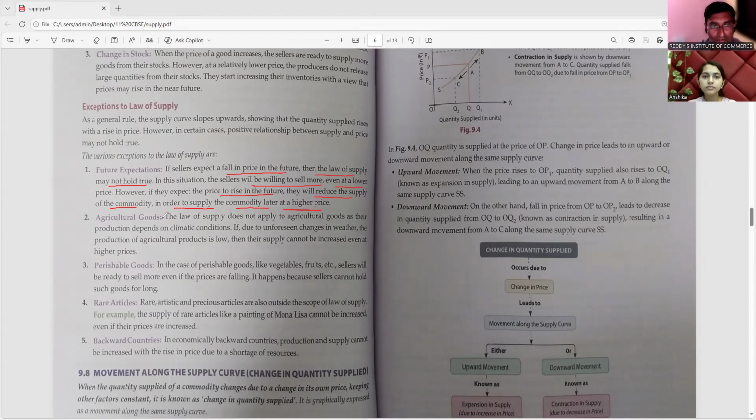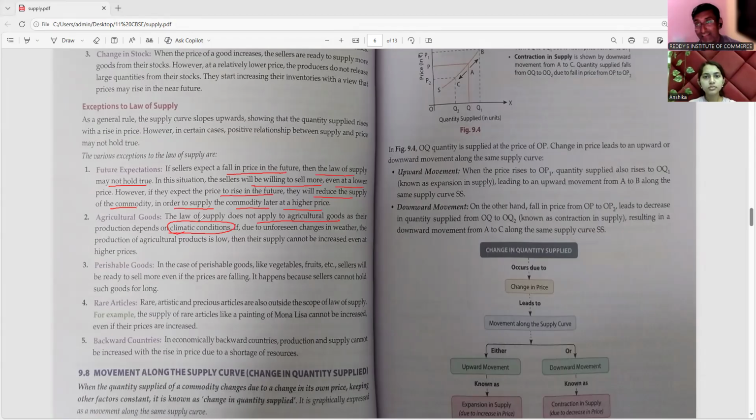Now, agricultural goods. The law of supply does not always apply to agricultural goods. Why? Because their production depends upon climatic conditions. See, compared to every year, this year rainfall was double the average. So due to that, farmers cannot cultivate the farm properly because of the climatic conditions. If the climate is not with them, then the producer cannot do anything, because everything depends on the agri sector.